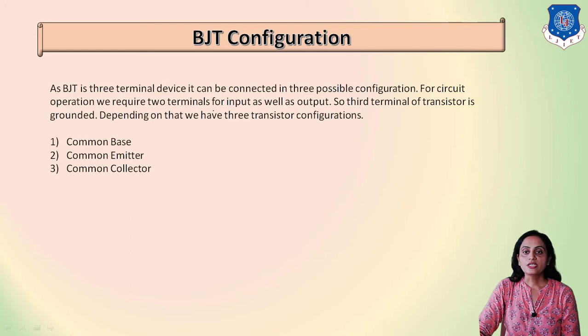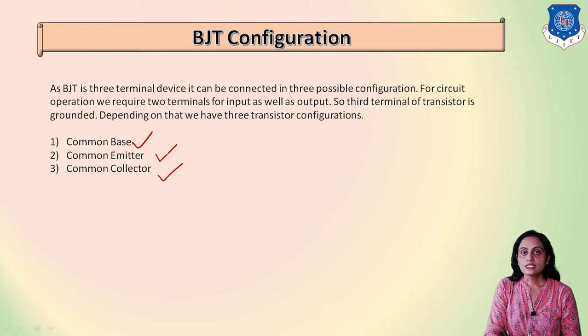Now we will discuss the BJT configuration. BJT is a 3-terminal device. It can be connected in 3 possible ways, because for any circuit connection we need to have input and output. So 2 terminals of the BJT are connected for input and output, and the third one is grounded. Based on which terminal of the BJT is grounded, we have 3 different configurations of the transistor, and it includes the common base, common emitter and common collector.